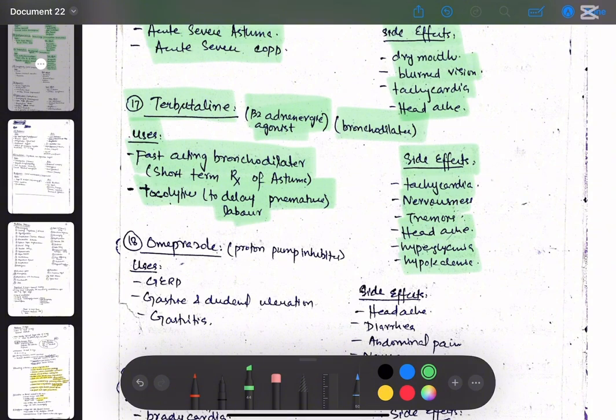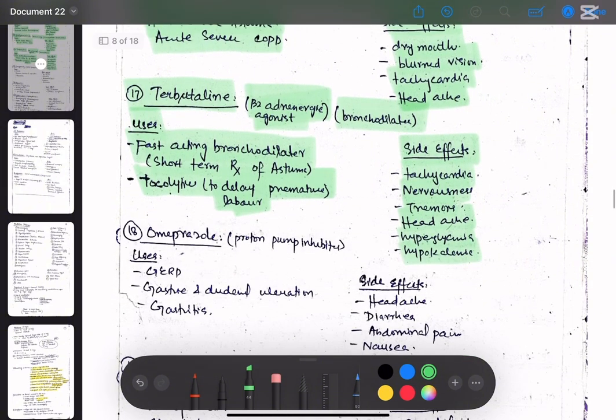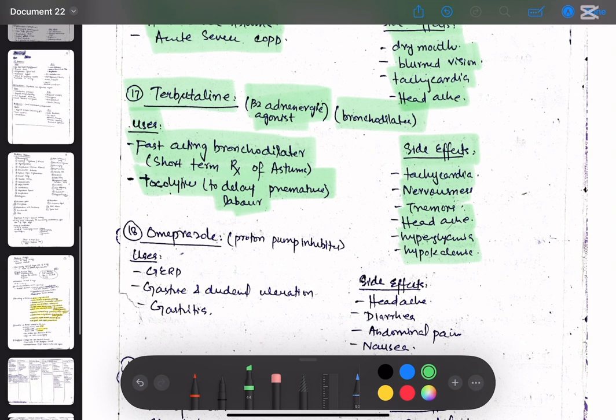Okay, so terbutaline is a beta-2 adrenergic agonist and a bronchodilator. The uses are fast-acting bronchodilator, short-term treatment of asthma, tocolytic to delay premature labor, and the side effects are tachycardia, nervousness, tremors, headache, hyperglycemia, and hypokalemia.